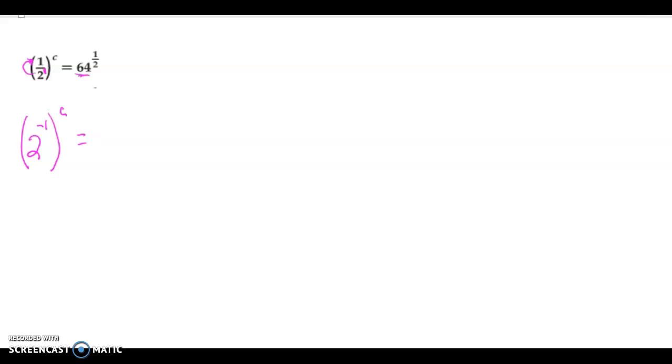And 64 can be broken down to a base of 2. It is actually 2 to the 6th power and then to the 1/2. I know from yesterday I learned when I have a power to a power, I multiply my powers. So when I multiply 6 over 1 times 1 over 2, I get 6 over 2, which is 3. So that comes out to be 2 to the 3rd.